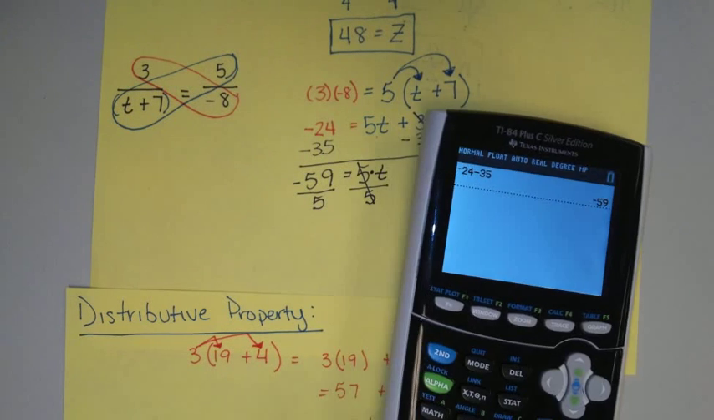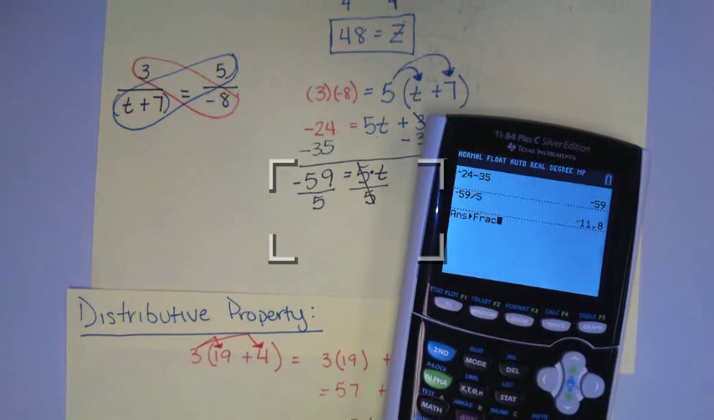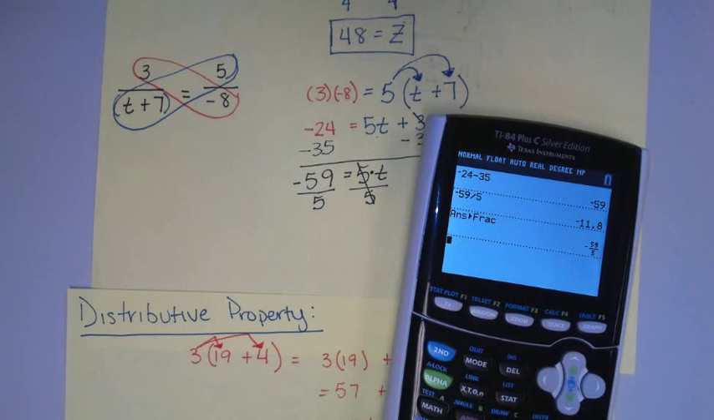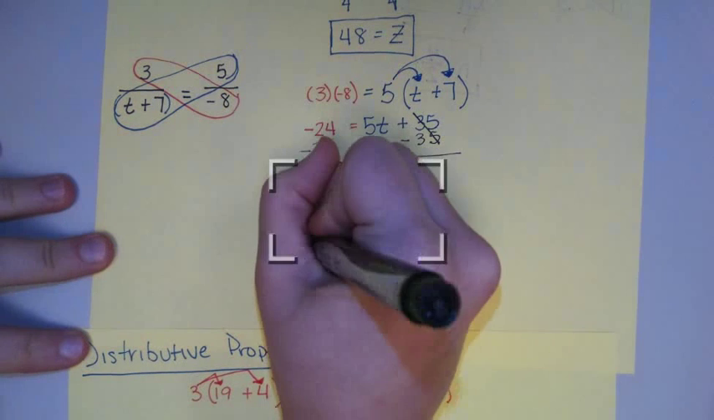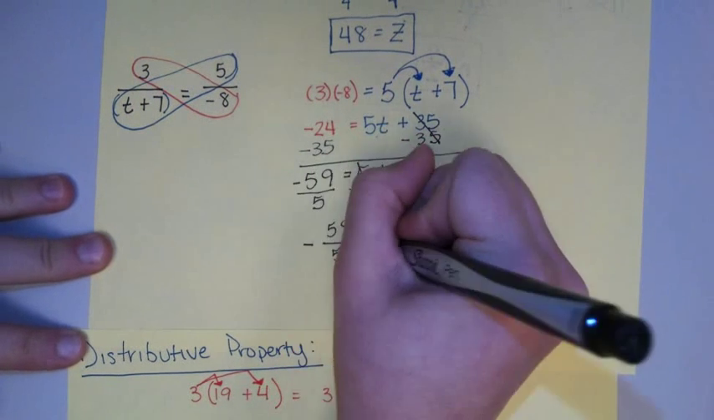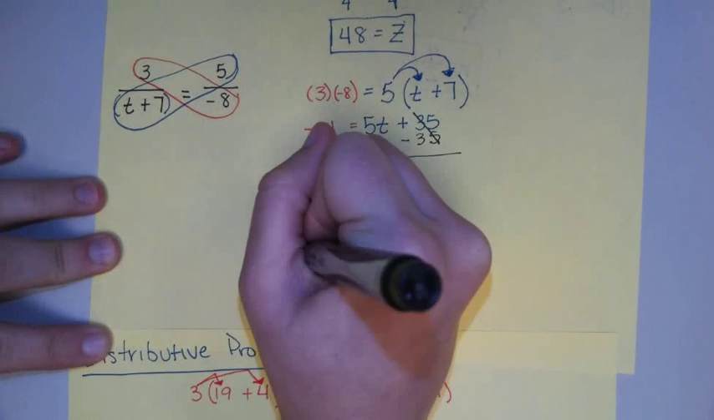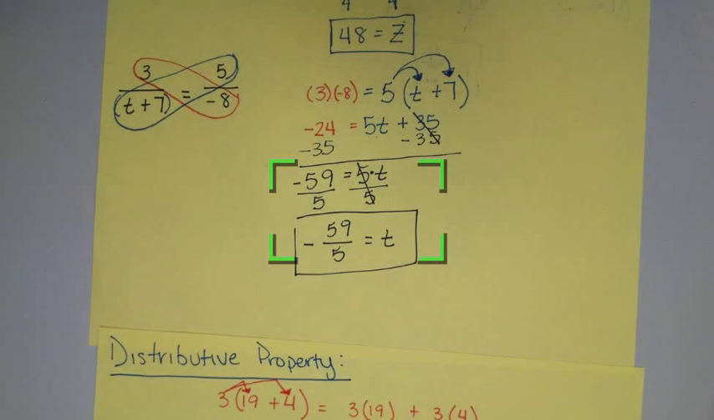And then when I put in my calculator negative 59 divided by 5, I get a decimal, but we do not want a decimal. So I hit math, enter, enter, and I get negative 59 over 5. So I rewrite my answer as negative 59 over 5 equals t. And that is my answer.